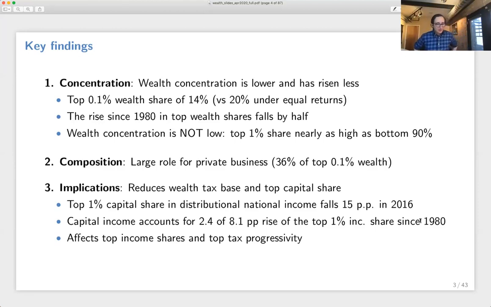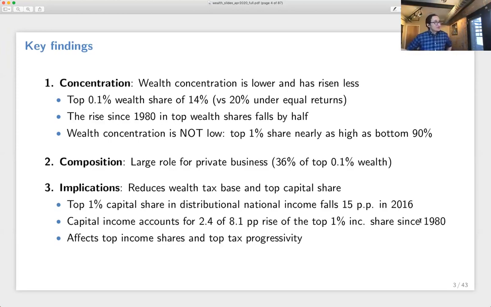Our worldview, our reading of the data does not support the idea that wealth concentration is low. We are not trying to make that claim. The top 1% share is nearly as high in our series as the bottom 90%. It's certainly something interesting to study and think about from the perspective of policymakers. We're just trying to get the facts straight, understand what's going on in the data to improve science and our collective knowledge.